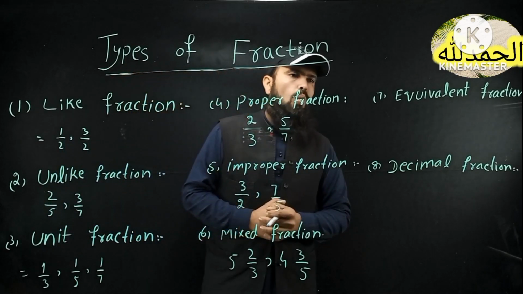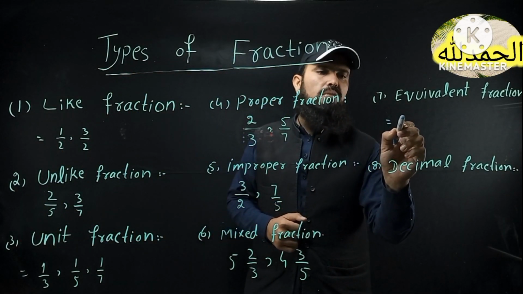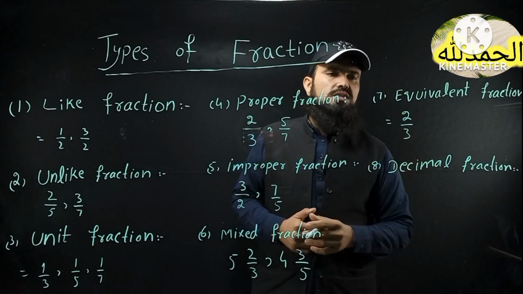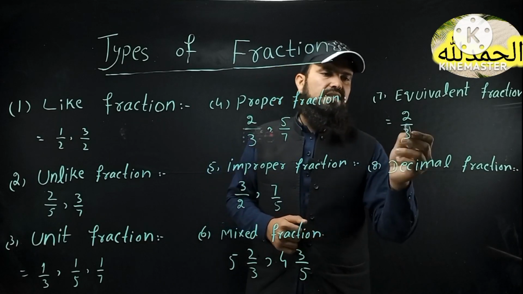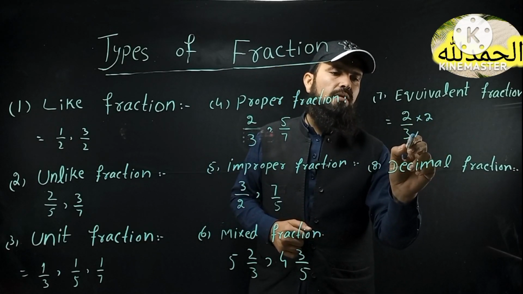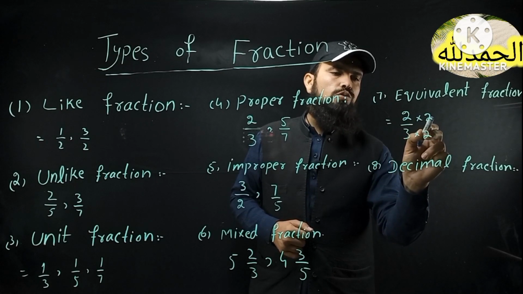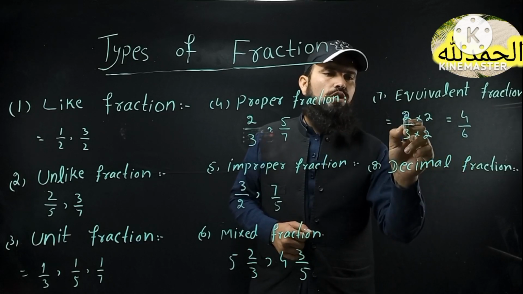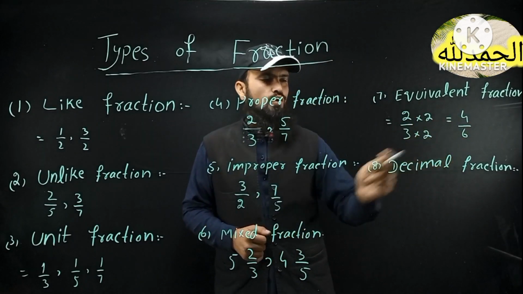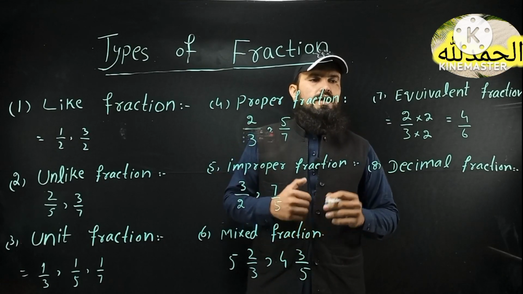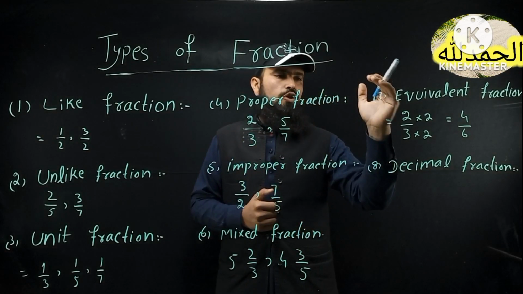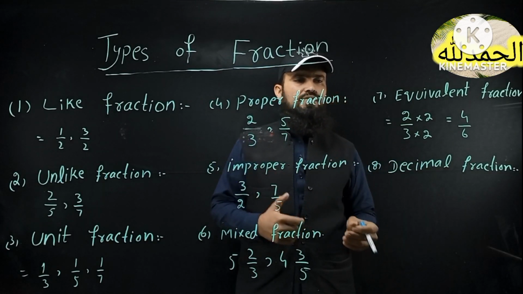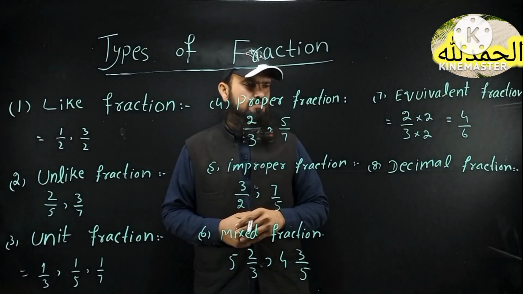Equivalent fractions: when we multiply the same number with the numerator and denominator, these fractions are called equivalent fractions. For example, 2 over 3, multiplied by 2 over 2: 2 multiplied by 2 is 4 and 3 multiplied by 2 is 6. So the equivalent fraction of 2 over 3 is 4 over 6. When we multiply the same number with the numerator and denominator, the new fraction is called an equivalent fraction of the previous fraction.